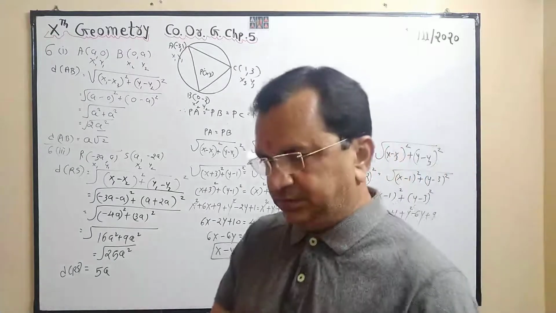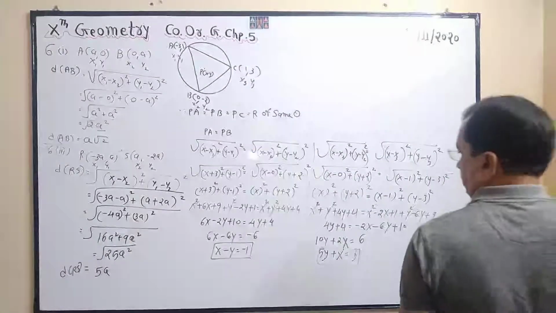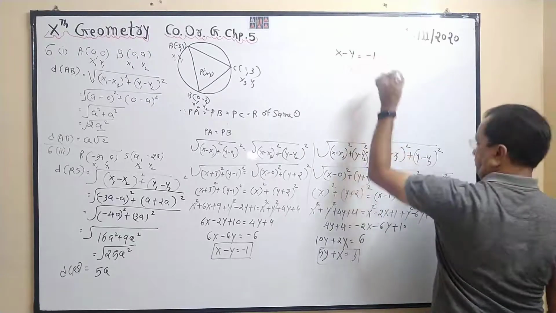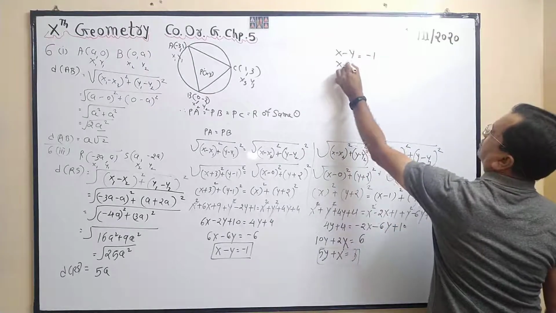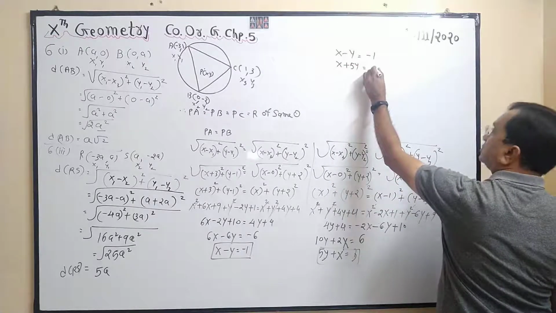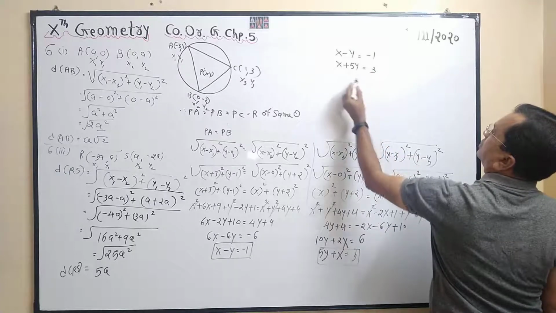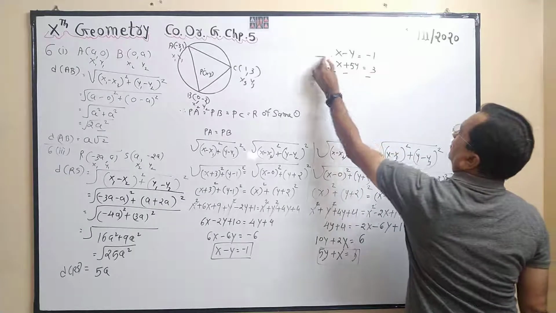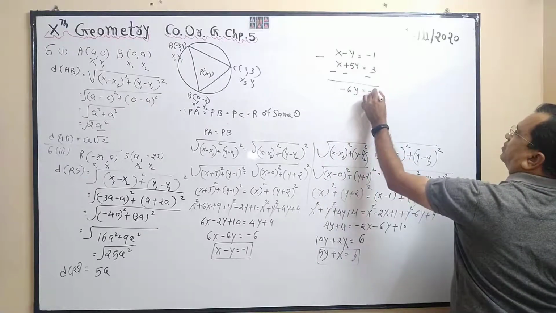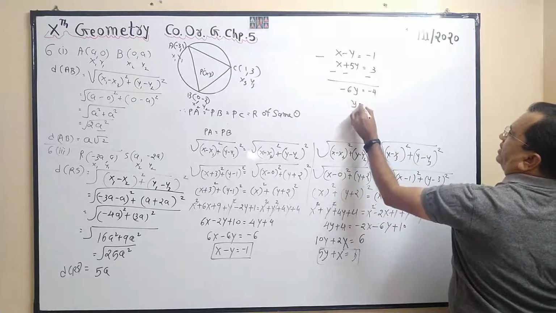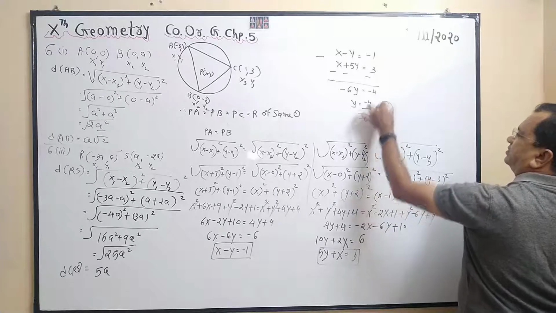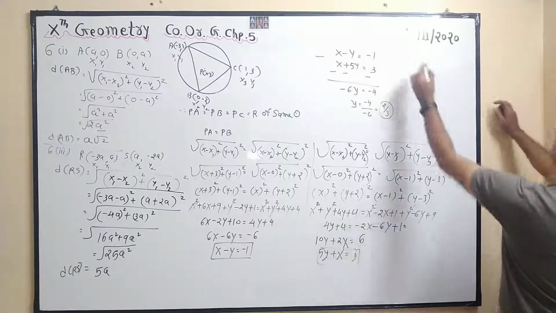Now the first equation is x minus y is equal to minus 1. The second equation is x plus 5y is equal to 3. So I will change the sign because I will subtract the equation. So x minus x is 0, this is minus 6y is equal to minus 4. So y is equal to minus 4 by minus 6, so 2 by 3.